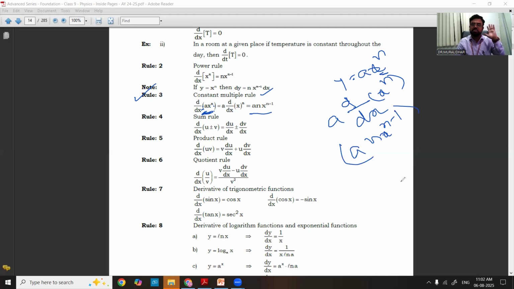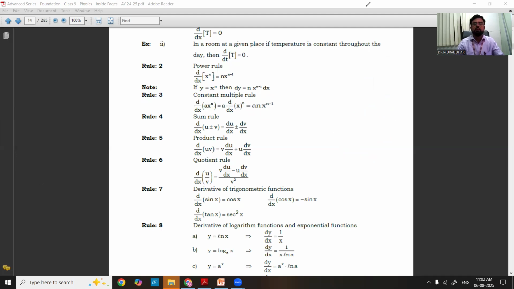So for a constant, the derivative is always 0. For power, we have seen. And the constant multiple rule is this third one. Rule number 3. Then the fourth one, the sum rule.